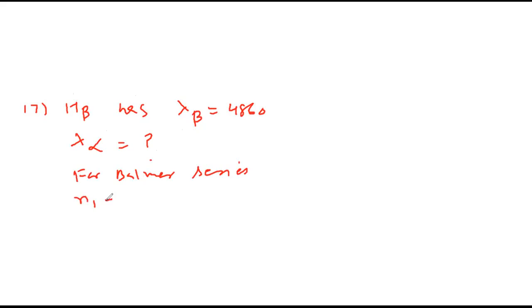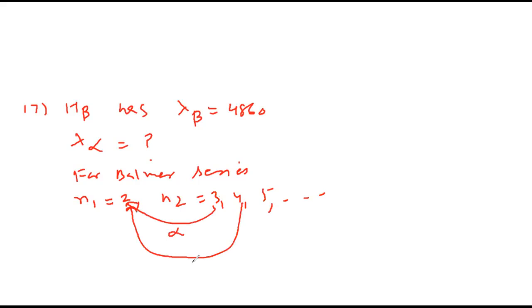electron jumps from any higher orbit to second orbit. So N2 can be 3, 4, 5, and so on. 3 to 2, then it is called alpha line. 4 to 2, it is called beta line. 5 to 2, it will be called as gamma line. So 1 upon lambda is R into 1 upon N1 square minus 1 upon N2 square.